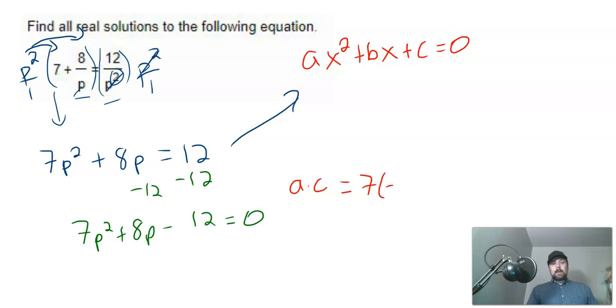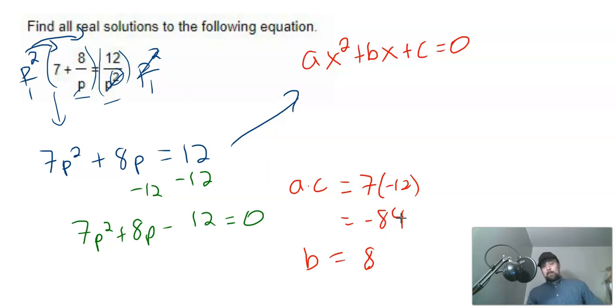So it's going to be 7 times negative 12, which I do know is negative 84. I happen to know that one off the top of my head. What I'm not sure about, and I still haven't thought of it yet, is are there two numbers that will multiply to negative 84 but add to positive 8? So I'm trying to think. 28 and 3 doesn't work. Oh yes, 14.